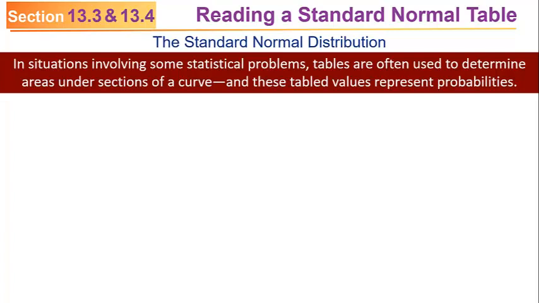In situations involving some statistical problems, tables are quite often used to determine areas under sections of a curve, and these table values actually represent probabilities. So the ultimate reason we're looking for these areas that are tabled is because they're probabilities that we're interested in.